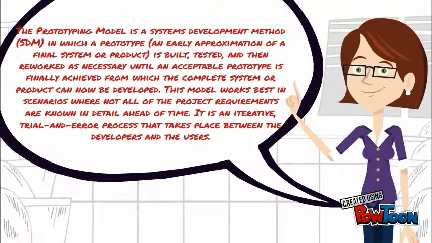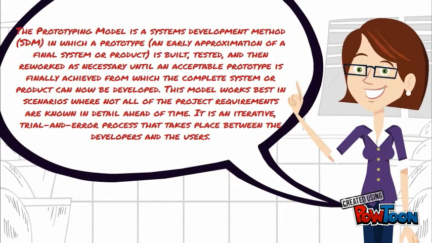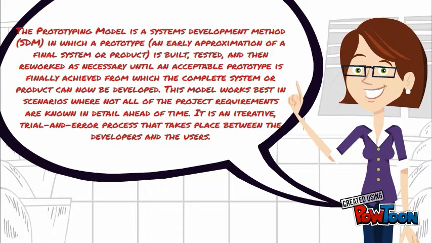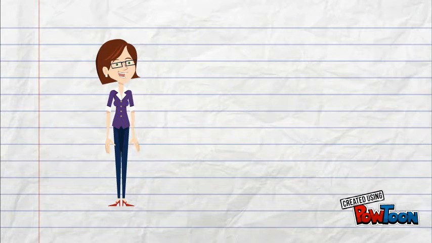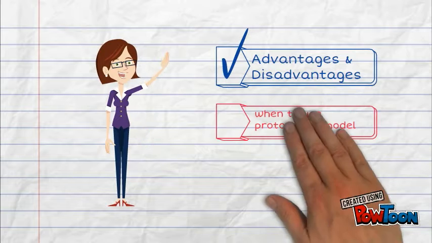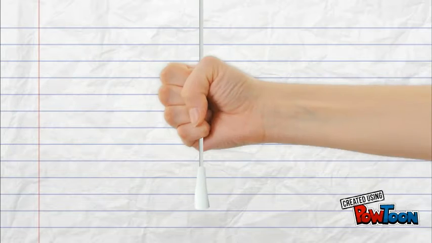The prototyping model is a systems development method, SDM, in which a prototype, an early approximation of a final system or product, is built, tested, and then reworked as necessary until an acceptable prototype is finally achieved from which the complete system or product can now be developed. These are the topics I want to present: advantages and disadvantages, when to use the prototyping model, and steps of the prototyping model.